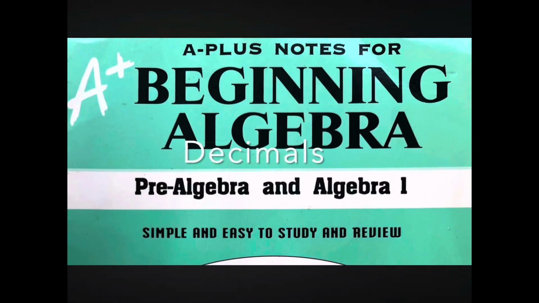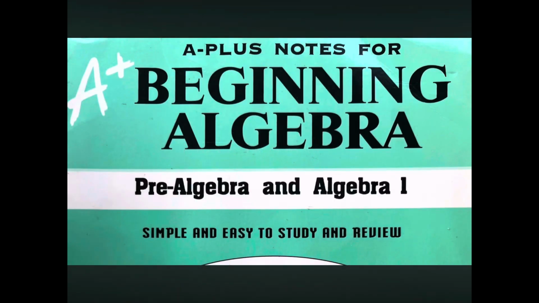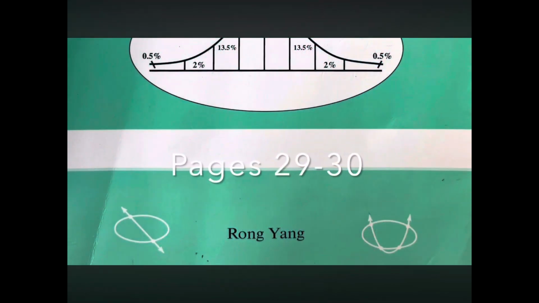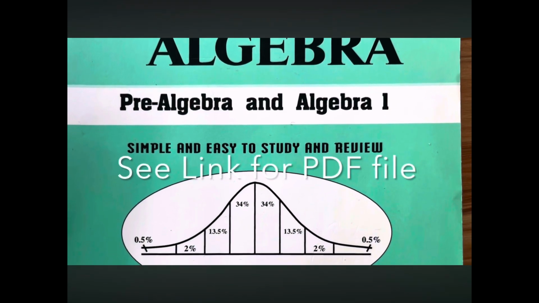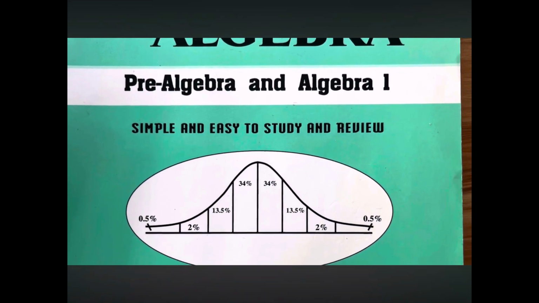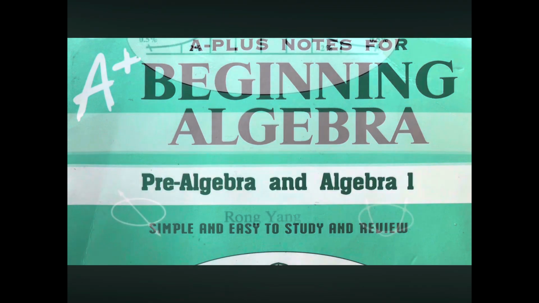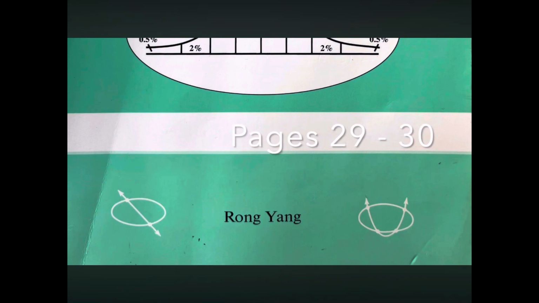Today we study decimals from pages 29 and 30 of the beginning algebra textbook. You can find a link to the PDF file of the textbook in the description box below. Please use the PDF file to print out a copy of this textbook for yourself. We will be using it in future lessons.